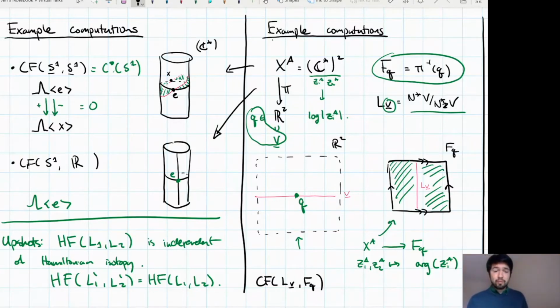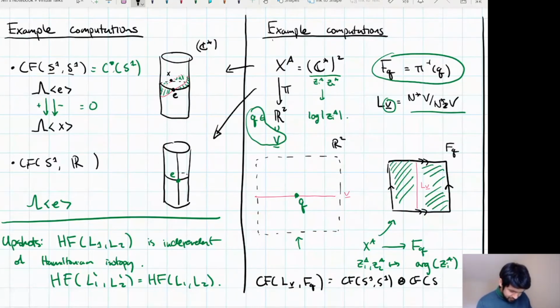And this LV is, well, in one direction it looks like the R component Lagrangian, and in the other direction it looks like the S1 component Lagrangian. So this is actually equal to CF(S1, S1) tensor product CF(S1, R). This guy was just lambda, and this guy was chains on S1. So for things that come from this product decomposition, we can compute the Lagrangian intersection Floer cohomology pretty easily. There's a Künneth type formula for computing these things.